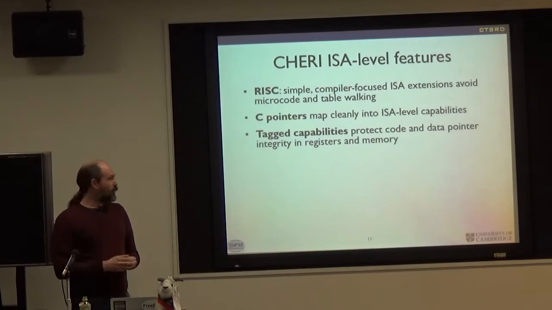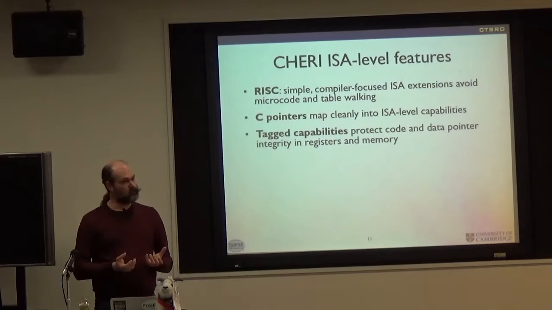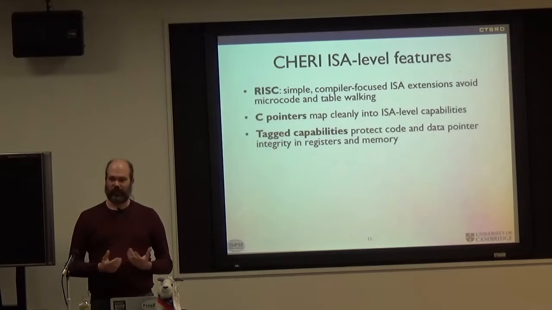We have tagged capabilities, which guarantees unforgeability. So we have tags in memory for each piece of memory that potentially holds a capability. Our current implementation uses an extra section of memory off to the side, and the memory controller manages keeping those in sync. But if you were doing this for real, you might, for instance, use an extra ECC pin.